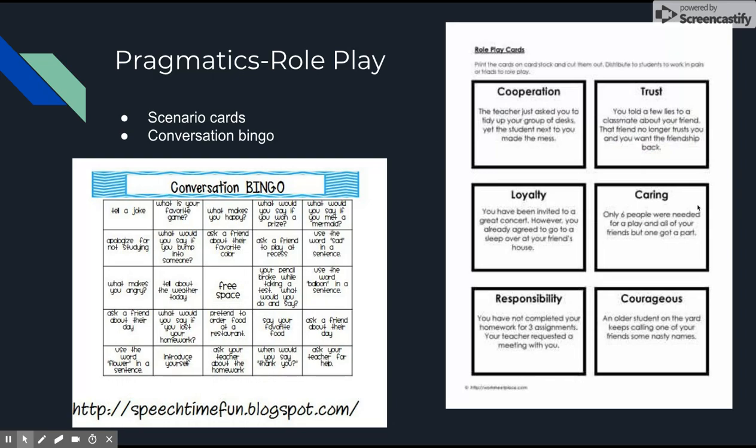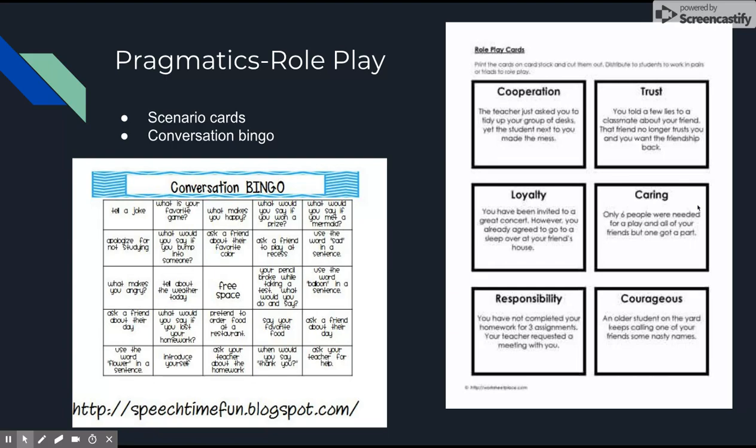Lastly, the third topic I chose to talk about is pragmatics. I would use pragmatics through role play. So during week 7, we read the American Speech Language Hearing Association article, and it defines that pragmatics are rules that we follow when we talk and how and when you should talk to people.